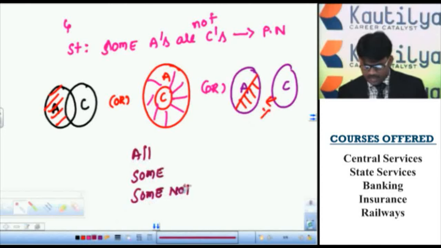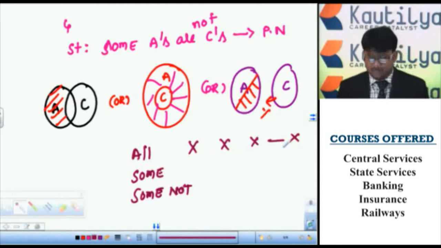In each diagram we have to check the conclusion. In the first diagram, all A's are C's is not represented. Next, in the second diagram, all A's are not C's is not represented. In the third one, all A's are C's is not represented. That means there is no existing conclusion for all from "some A's are not C's".